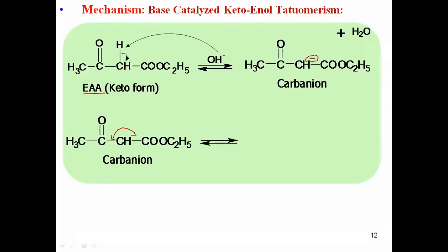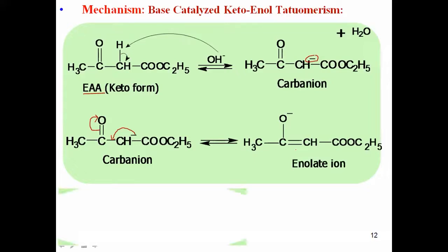Now simultaneously that pi bond between carbon and oxygen undergoes breaking, and this electron pair goes on the oxygen. Means here there is formation of pi bond, this bond undergoes breaking and electron pair goes on the oxygen. We get the canonical structure. Okay, this is the resonating structure for the carbanion. Okay, and this is nothing but the enolate ion, आणि यालाच आपण enolate ion असं म्हणतो आहोत.